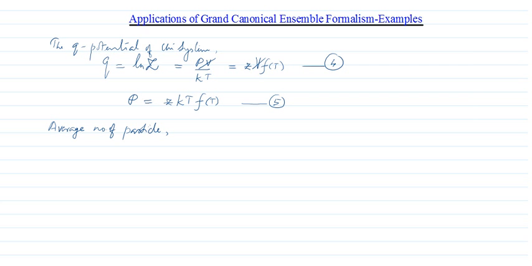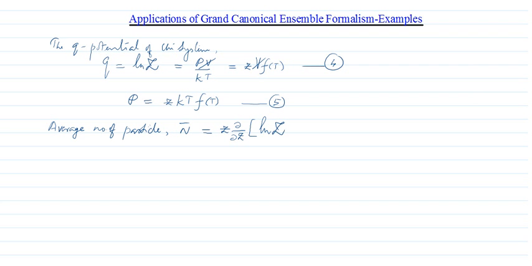So the average number of particles of the system is denoted by n bar, or you can simply call it N. N is equal to, we had obtained the equations for N from our thermodynamical calculations done earlier, z ∂/∂z, where z is the fugacity, of the Q potential, that is log of capital Z.